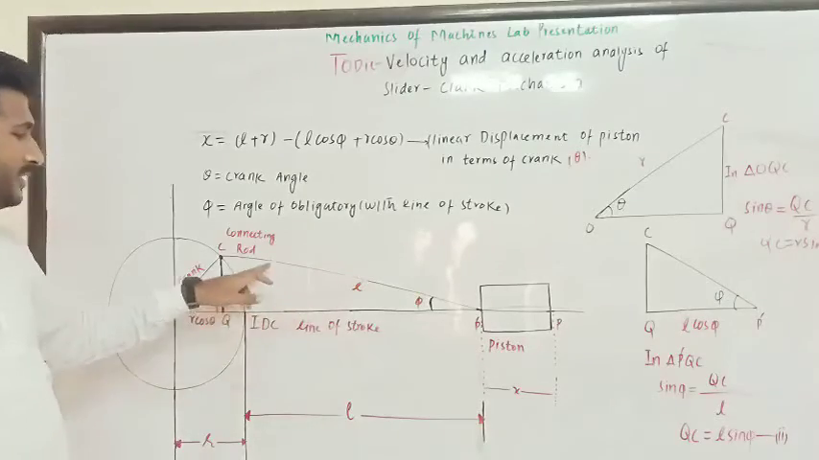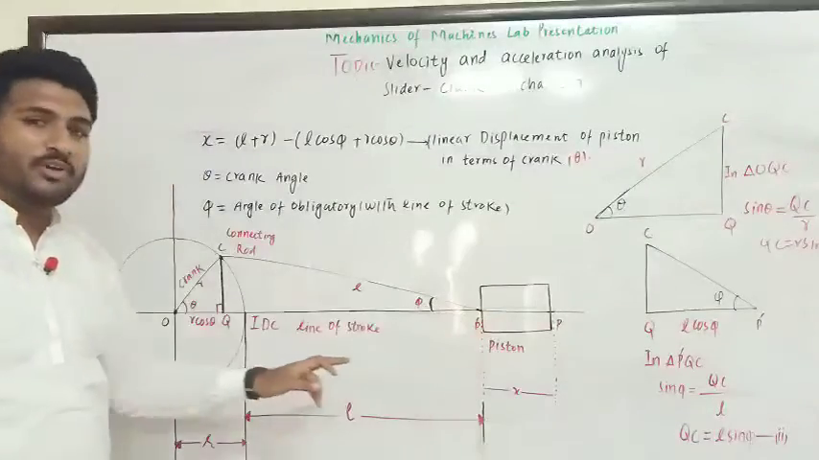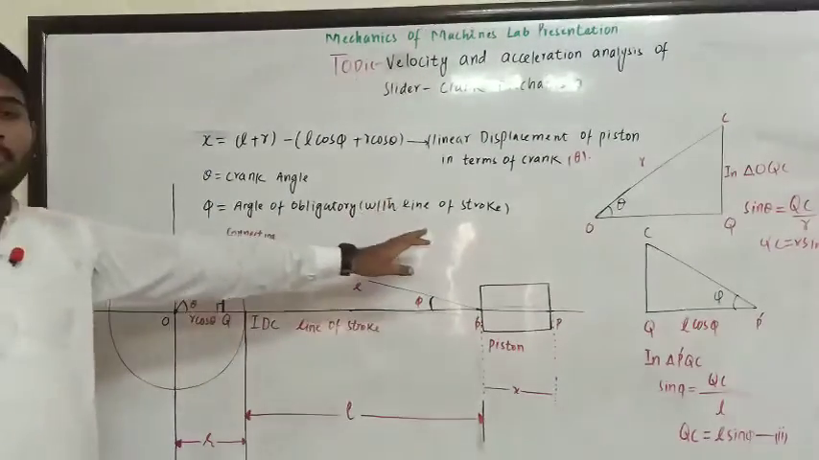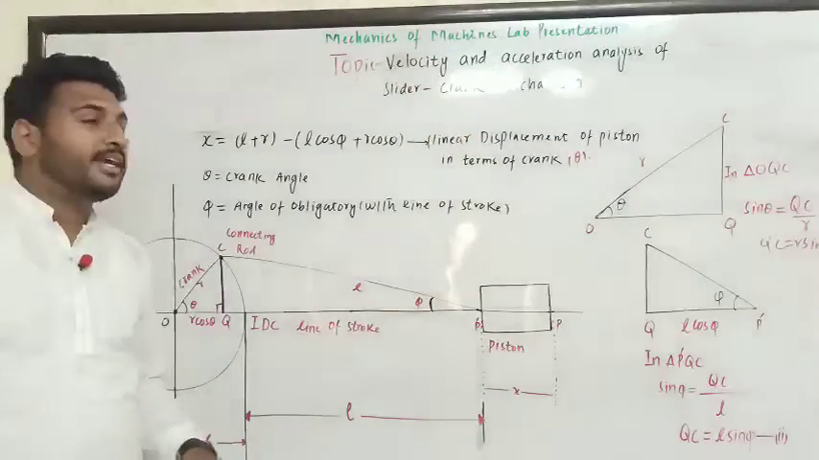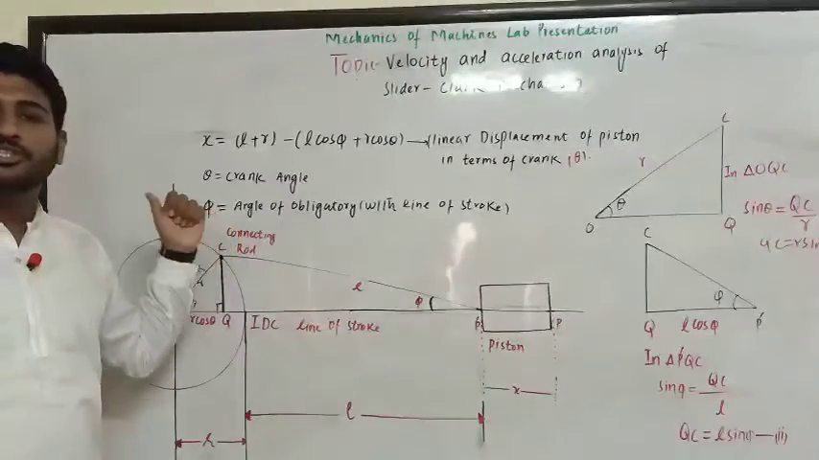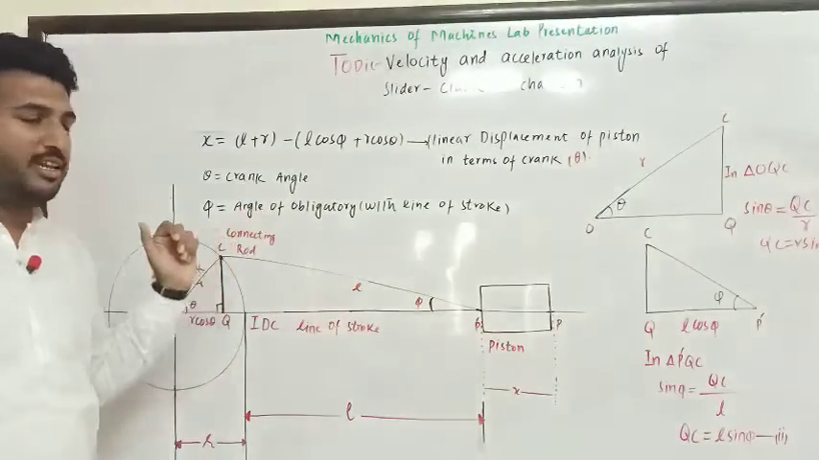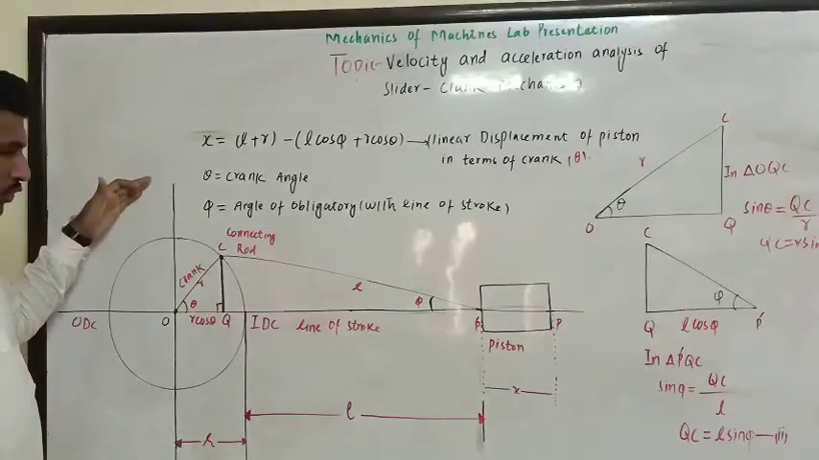For example, this connecting rod is one link, then this piston rod is another link, and the crank is another link. But this is not my topic today. My topic is velocity and acceleration analysis of the slider crank mechanism. For that, I have applied the analytical method. So this is the slider crank mechanism, shown as a 2D drawing.